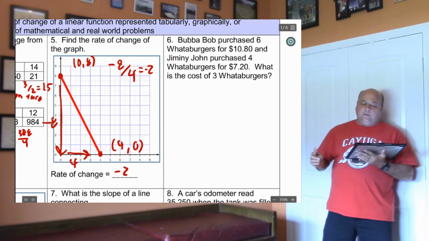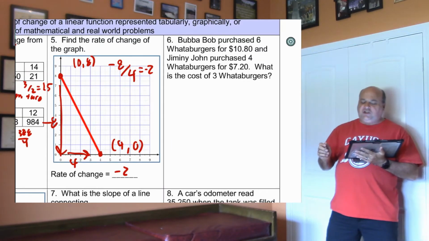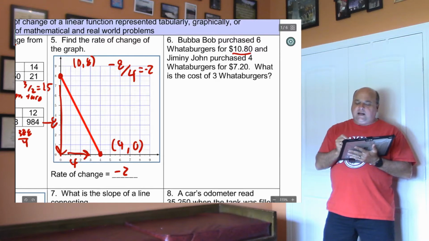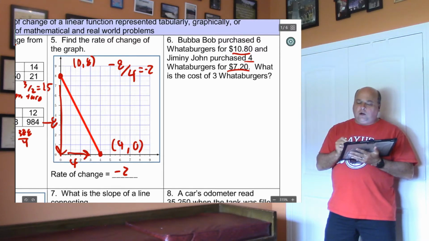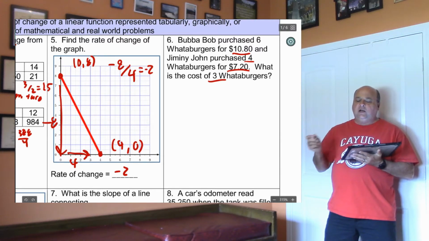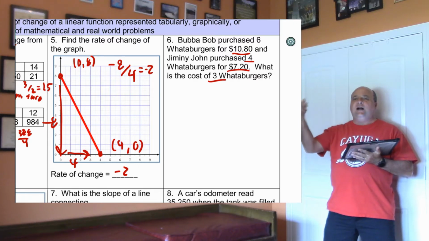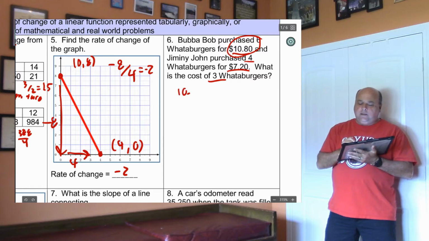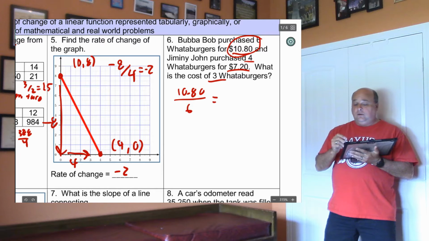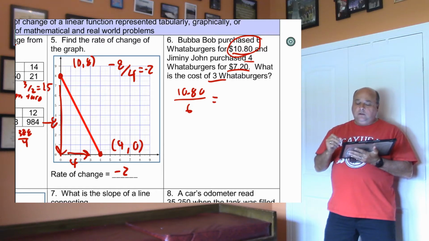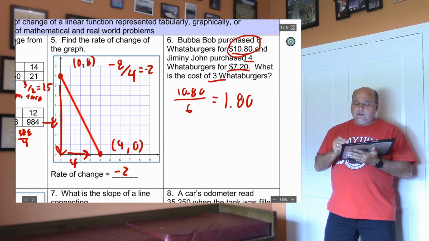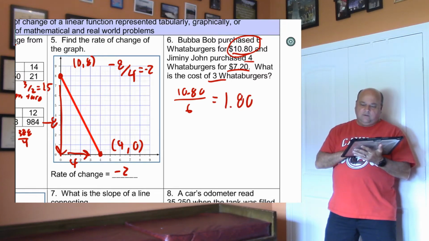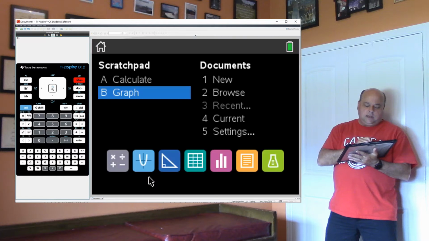Okay, the next one right here. Bubba purchased 6 Whataburgers for $10.80. Jimmy John purchased 4 Whataburgers for $7.20. What is the cost of 3? Okay, so we're going to find the constant rate of change on this. So let's just use these two. 10.8 divided by 6. If you do the arithmetic, you'll get $1.80. Let me make sure that's right. 10.8 divided by, so go to home, calculate.